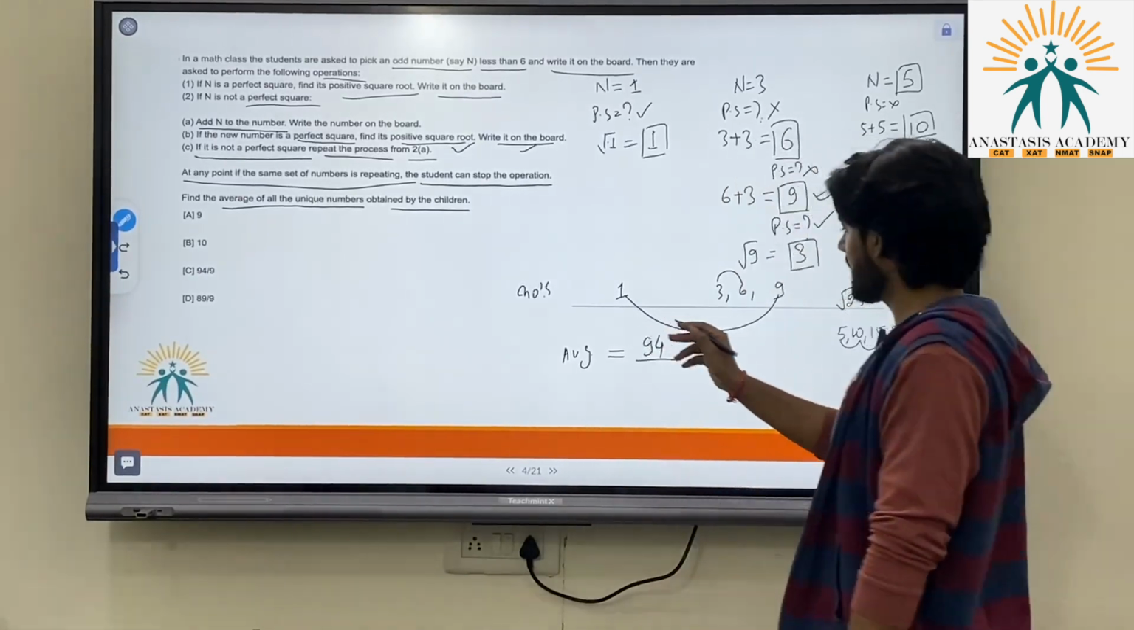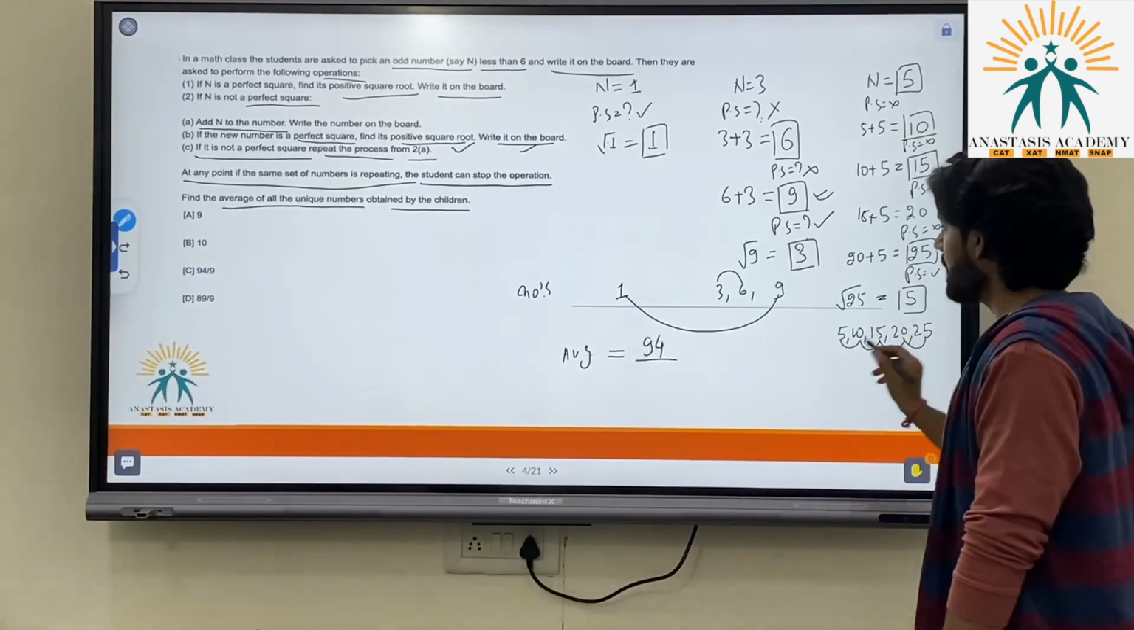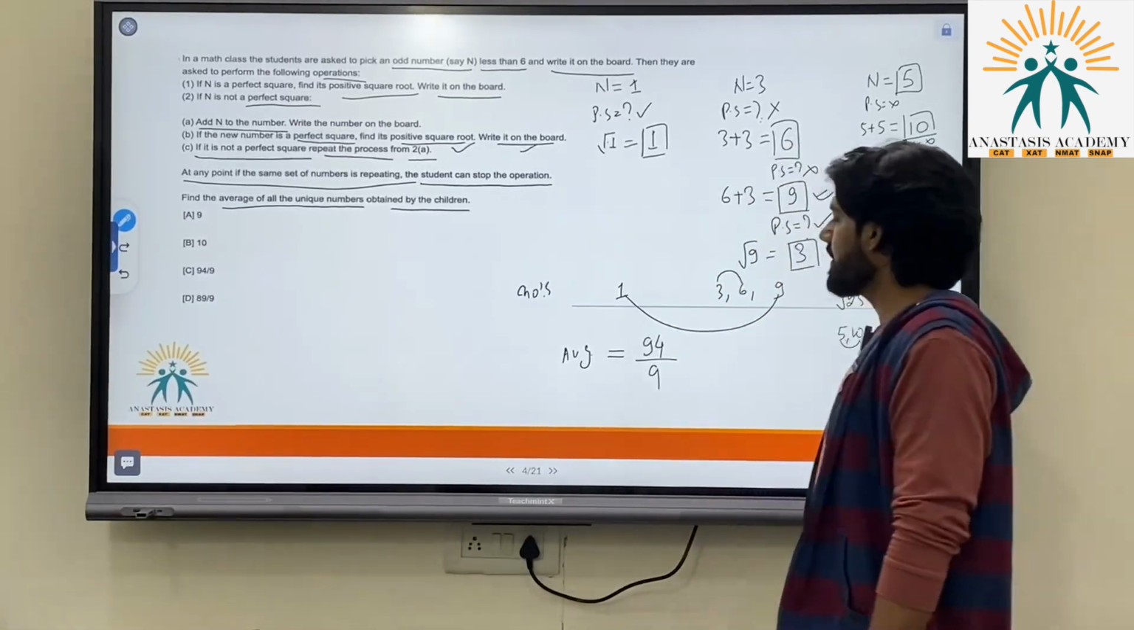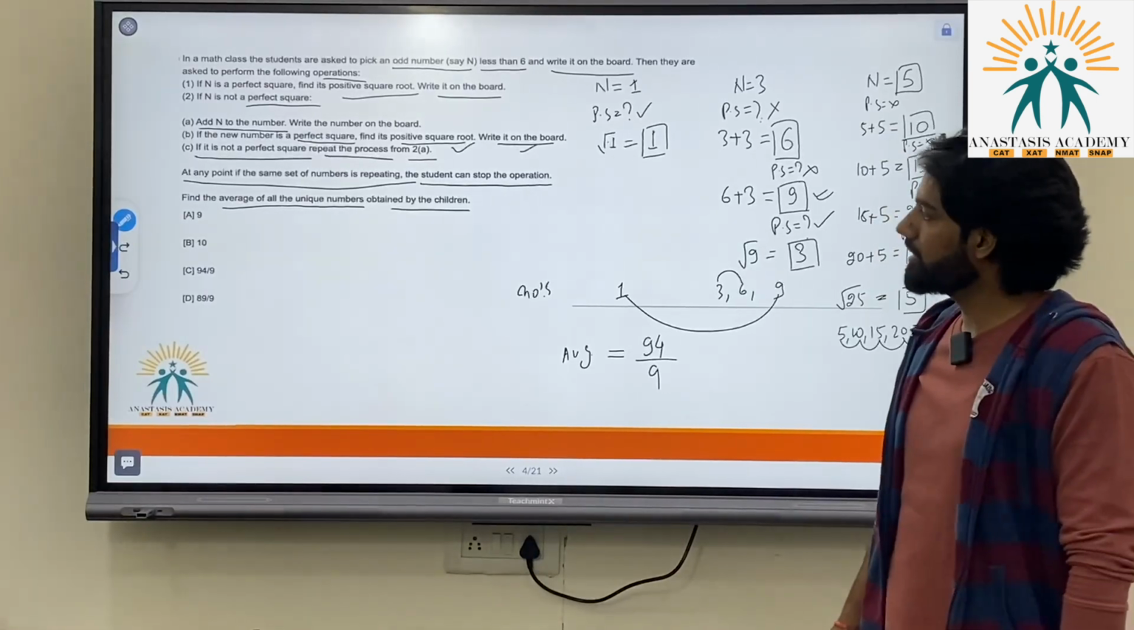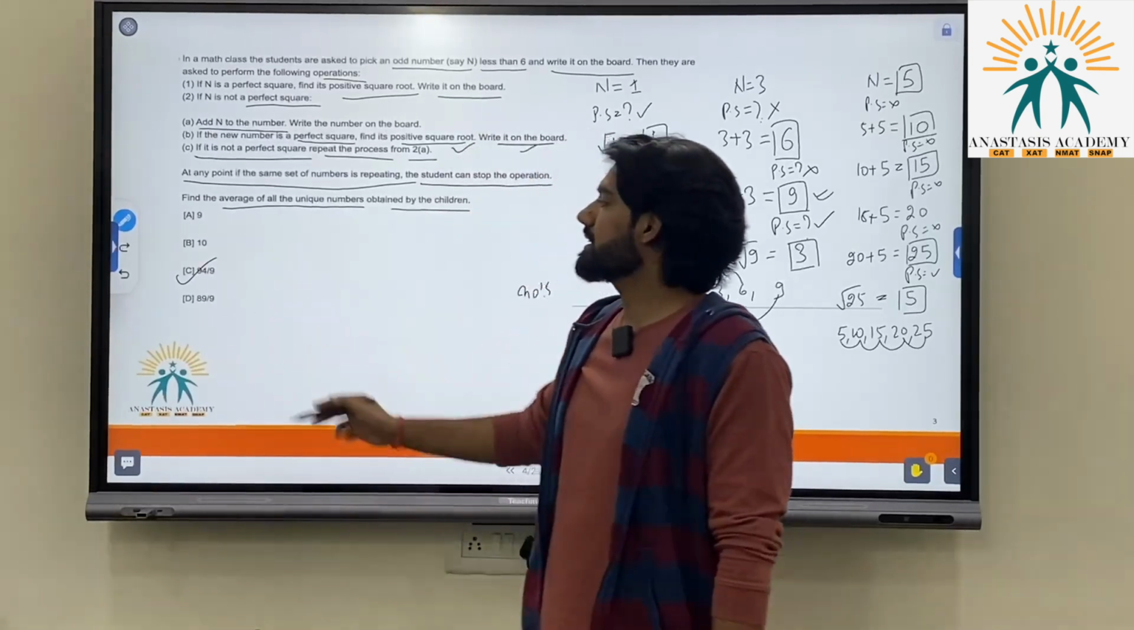And how many numbers are there? There are 9 numbers. So 94 by 9 is the average of all such unique numbers. Option C. So the correct answer is option C.